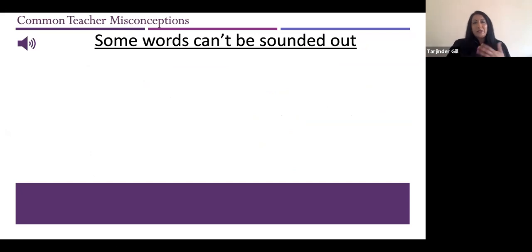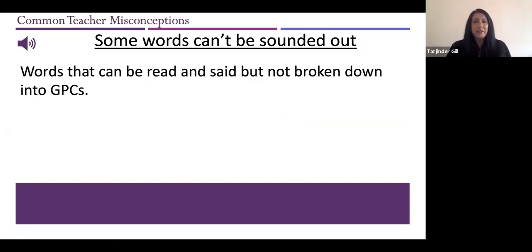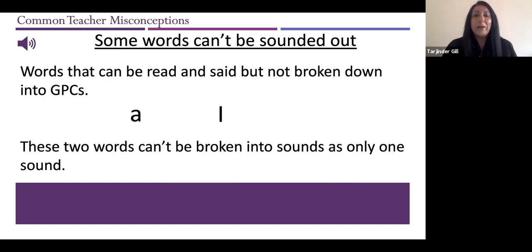So then comes the idea that some words can't be sounded out. So what is this idea? It's basically the idea that there are words that can be read and said, but not broken down into their grapheme phoneme correspondences. And again, I think a lot of that comes from a variety of sources. But if we actually look at what's going on, there's only 2 words that you spell that can't be broken down. That's A and I. And that's literally because they only have one sound. Every other word has more than one sound, and it can be broken down into its sounds.